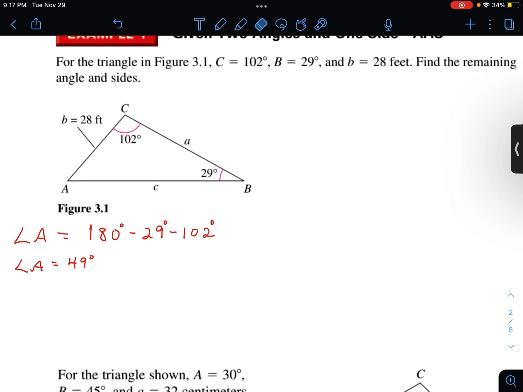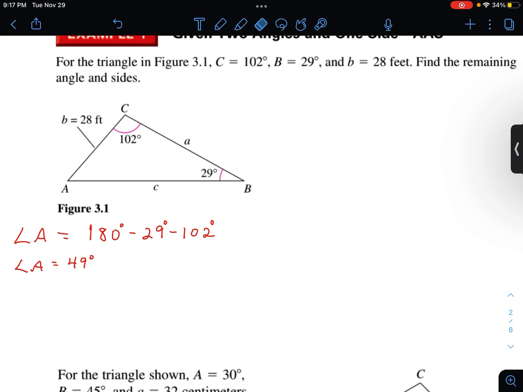So we've got all the angles taken care of, but we need to figure out what side a is, and we also need to figure out what side c is going to be equal to. There is only one relationship that we do know for a fact in this triangle. We have angle B, which is 29 degrees, and the side opposite, side b, is 28. So we're going to use that ratio to figure out what side a is and what side c is.